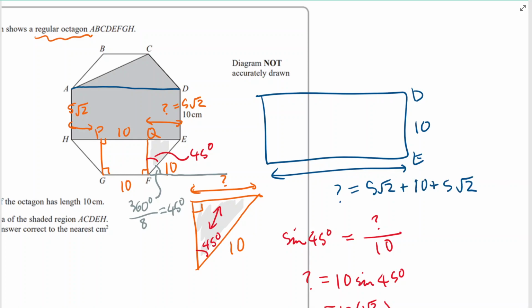How can I simplify that? I can just write it as, collecting the surds, the root 2 terms and the number, 10 plus 10 root 2. So overall I've got that length.